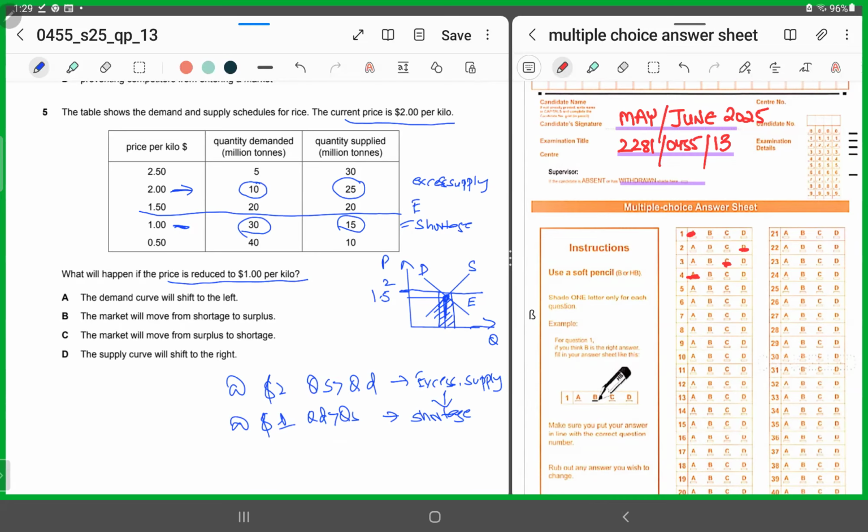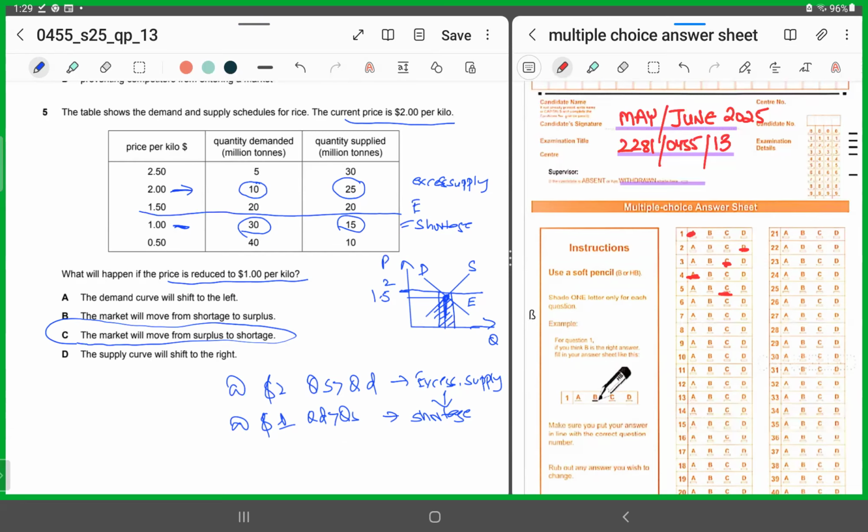Now let's look at the options. The market will move from a surplus to a shortage. That's exactly what the correct answer is. So you see how easy it gets once you decipher the information, break it into smaller chunks, and help identify what is happening in the situation. All right, I hope this is clear.